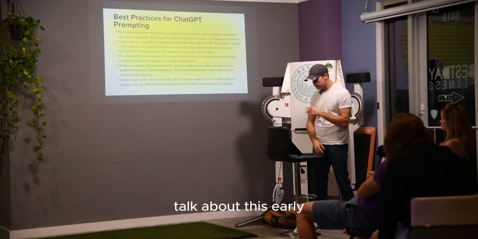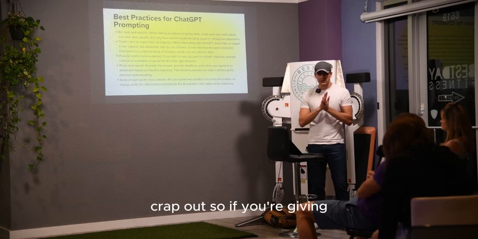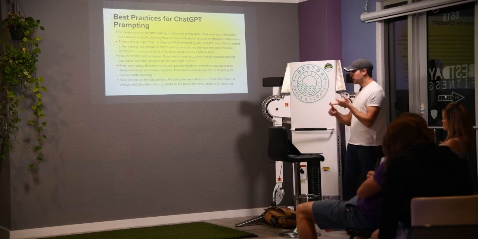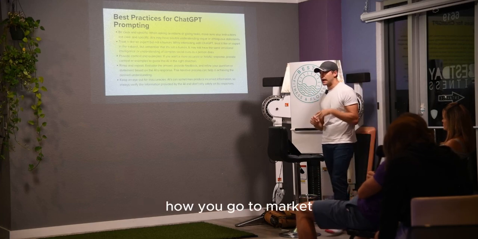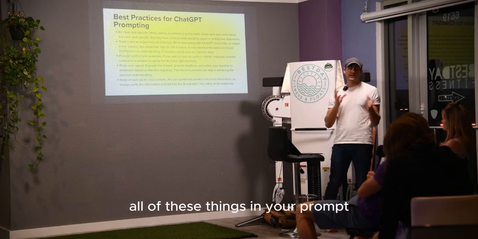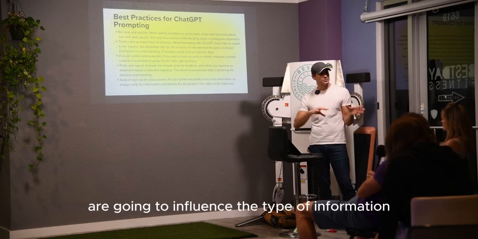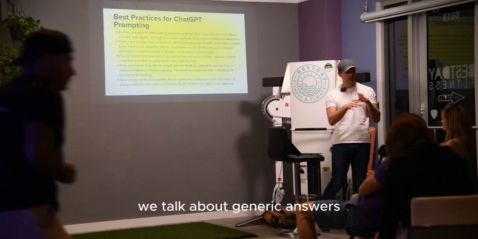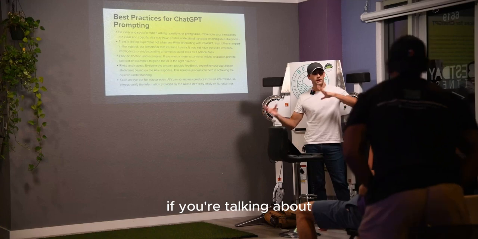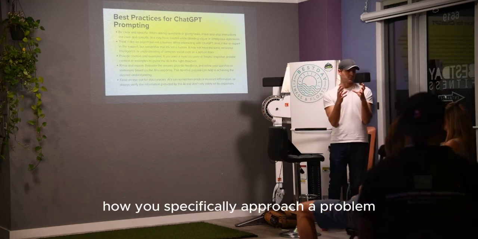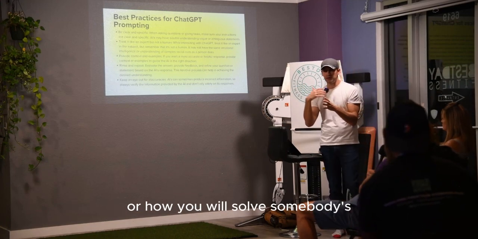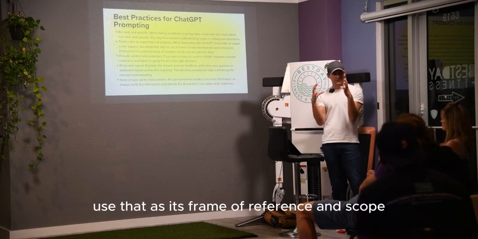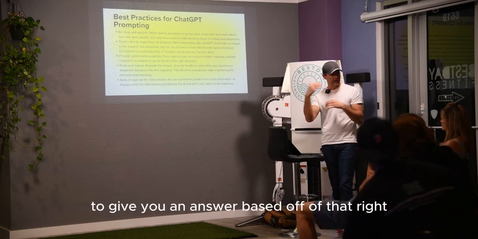Provide context and examples. We talked about this earlier, right? Crap in, crap out. So if you're giving tone of voice examples, information about your products, context about your business, how you go to market, all of these things in your prompt are going to influence the type of information that ChatGPT is going to give you. So again, we talk about generic answers, inauthentic answers, right? If you're talking about how you specifically approach a problem or how you will solve somebody's specific issue, it is going to use that as its frame of reference and scope to give you an answer based off of that, right?